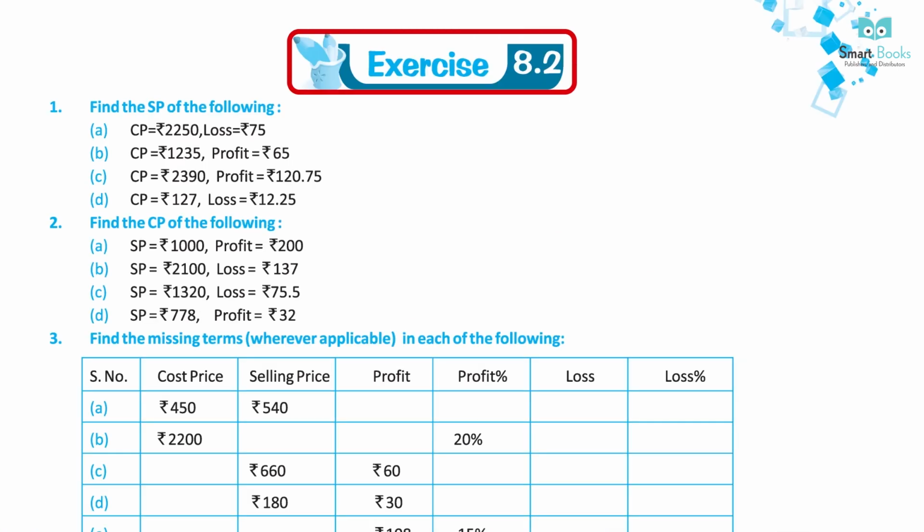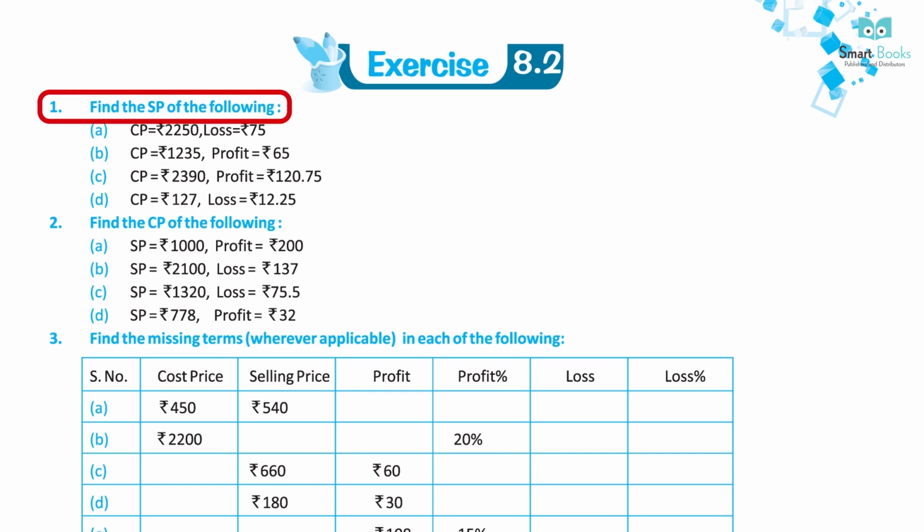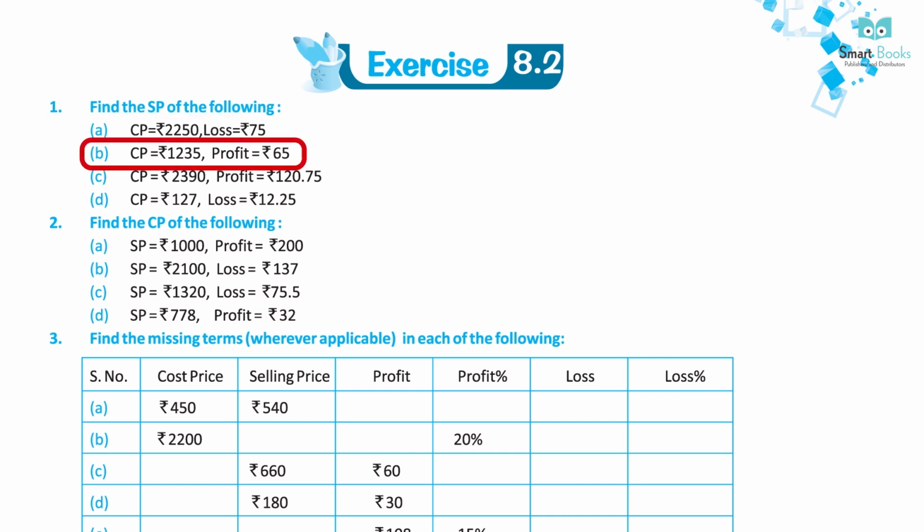Exercise 8.2. Question 1. Find the selling price of the following. A. Cost price is equal to rupees 2,250. Loss is equal to rupees 75. Solution. Rupees 2,175. B. Cost price is equal to rupees 1,235. Profit is equal to rupees 65. Solution. Rupees 1,300. C. Cost price is equal to rupees 2,390.